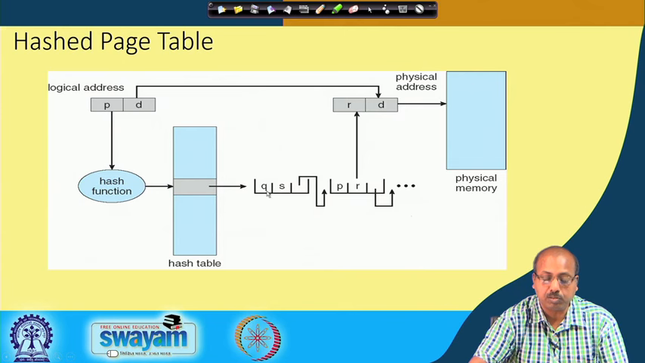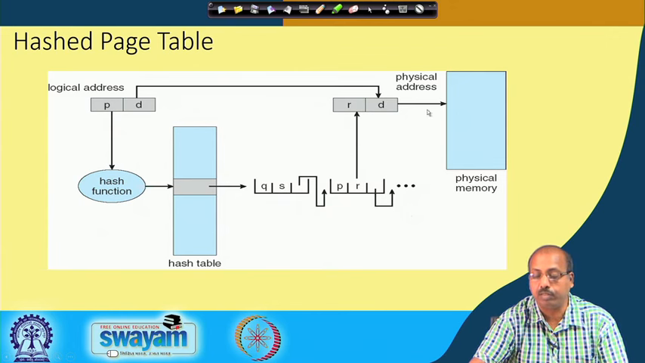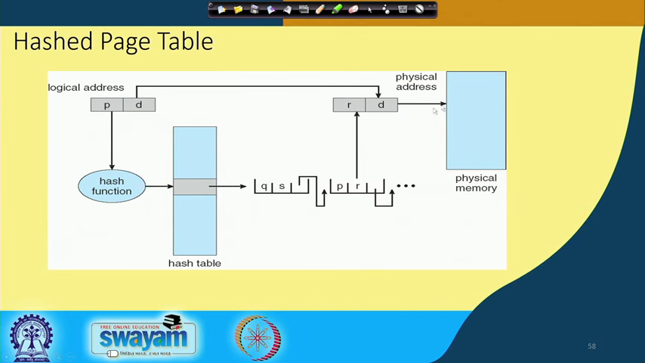Now, page q has been stored in memory frame S, and page p has been stored in memory frame R, like that. While searching through this list, it finds a match for p here, and the corresponding frame number is taken out. This frame number and the displacement give me the physical address, and the physical memory is accessed based on this. The number of hierarchy levels we have is only one. That is how this is organized.